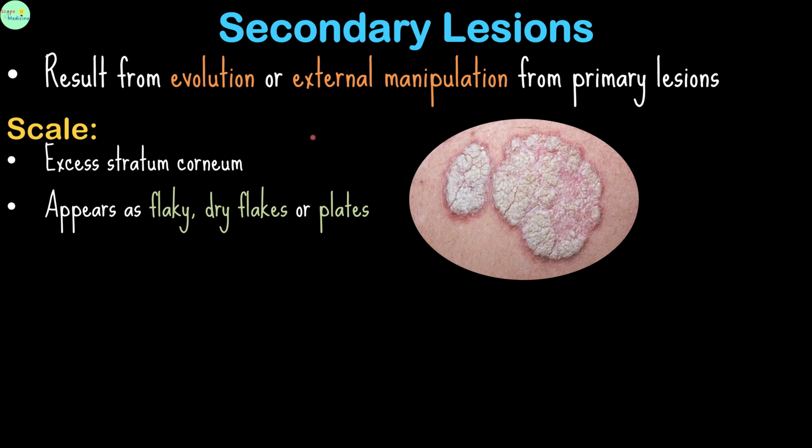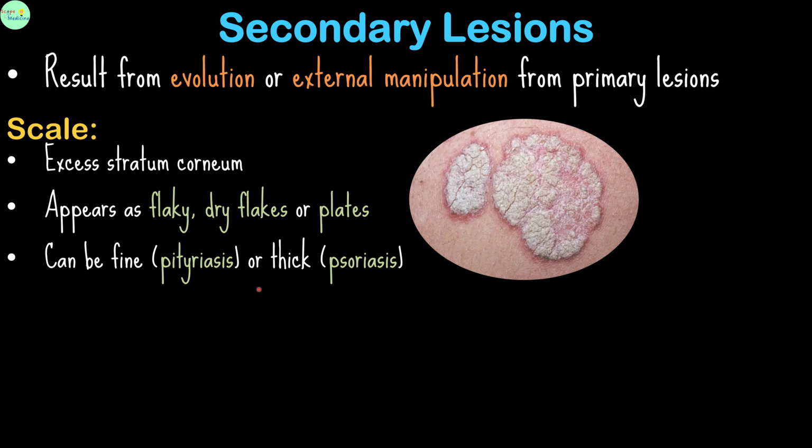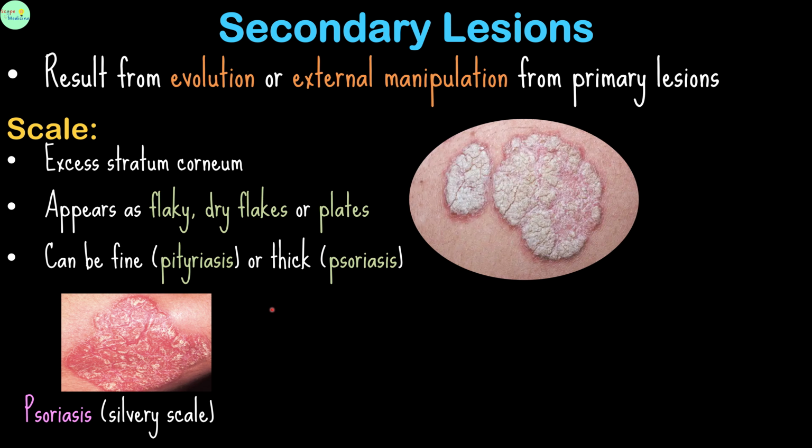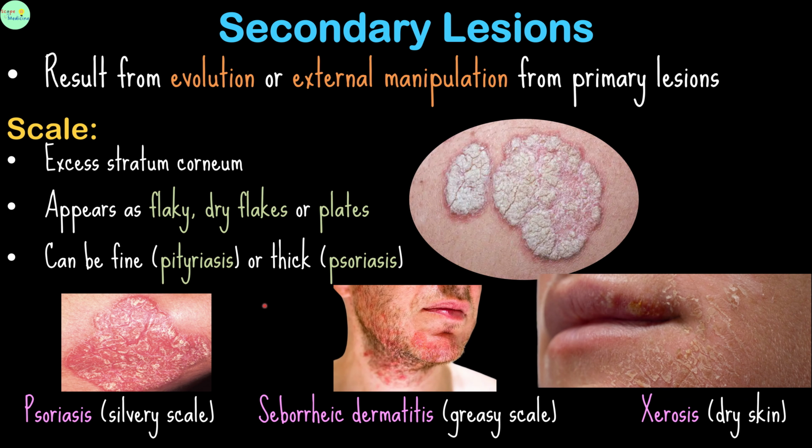We now transition to secondary lesions, which result from the natural evolution or external manipulation of a primary lesion. Scale is an accumulation of excess stratum corneum, which are dead keratinocytes. It appears as flaky, dry flakes or plates on the skin surface. Scale can be fine and bran-like, as in pityriasis, or thick and silvery, as in psoriasis. Other examples include the greasy scales of seborrheic dermatitis and the fine scales of simple dry skin, or xerosis.